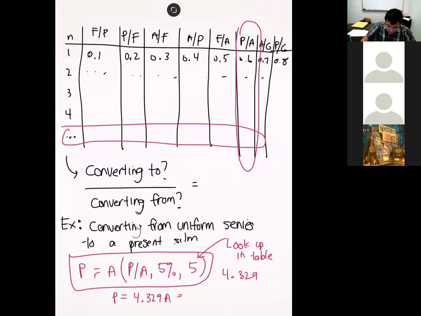If we plug that into the calculator, and let's say we're redoing the last example, our A is equal to 120. We multiply that by 4.329, and we get $519.48. That's very close to what we got with the formulas, but we did it without having to plug into something really cumbersome.